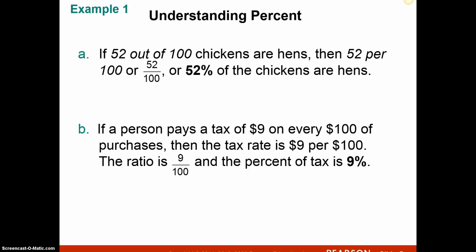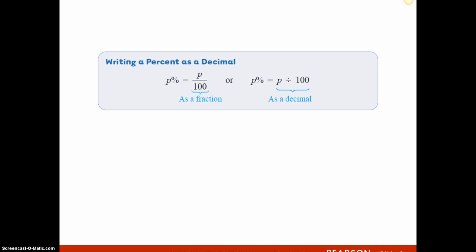Let's say we have 52 out of 100 chickens or hens, then we would say that 52 per 100 or 52 over 100 or 52% are hens. So again, anytime you have something based out of 100, that's our percentage. And if we look at B, a person pays a tax of $9 on every $100 of purchases. So then the tax rate is $9 per 100. If you bought something for $100, then you would have to pay $9 extra for the tax.